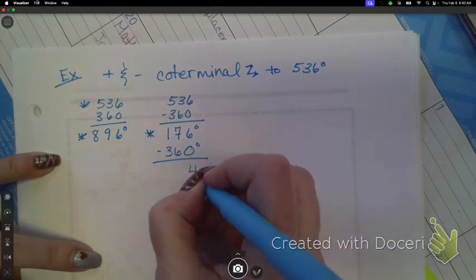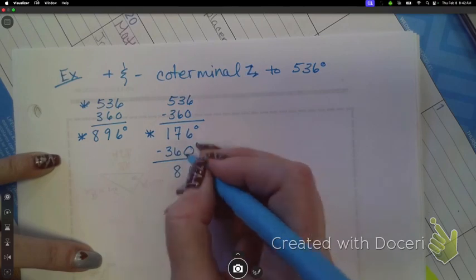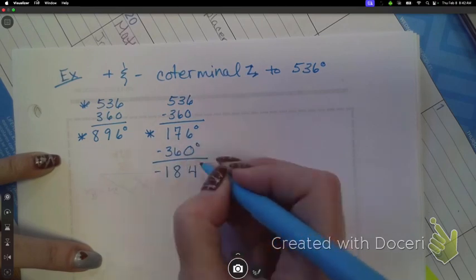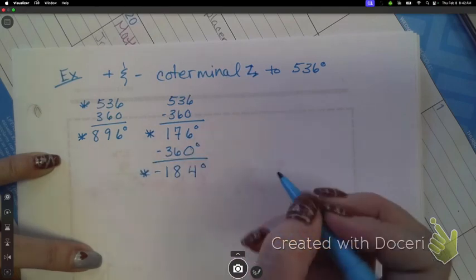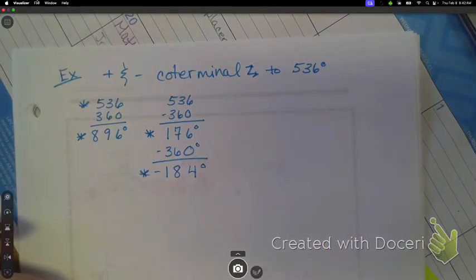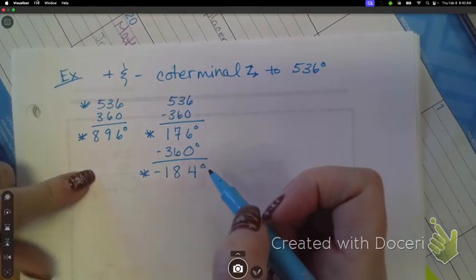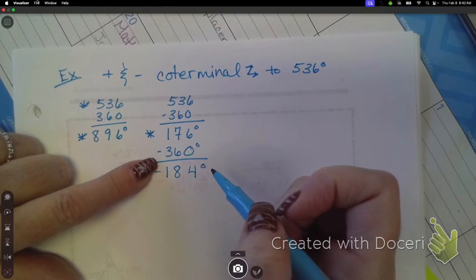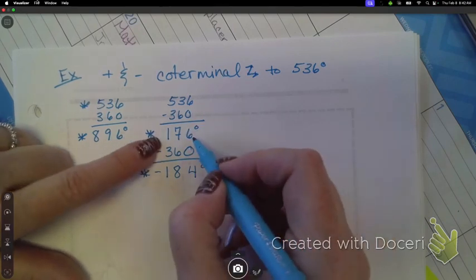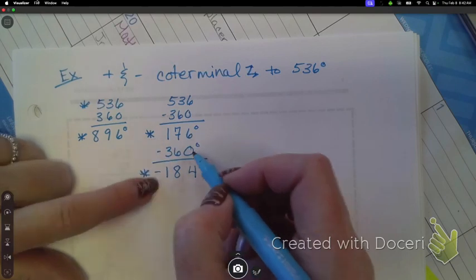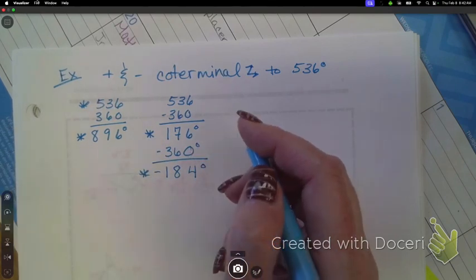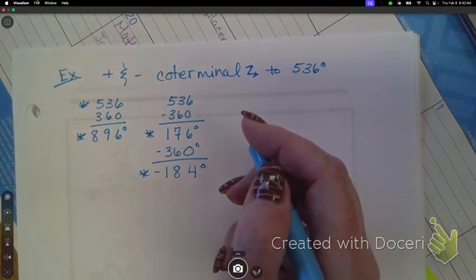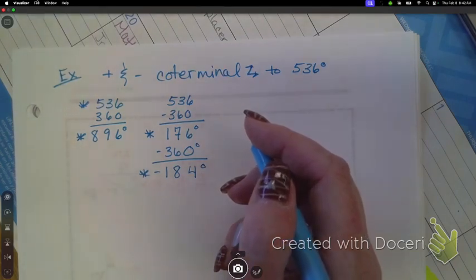Anybody else? Did you guys get negative 184? Yeah, because you did. Okay. So what I was trying to say is I don't always have to add to get my positive coterminal angle, do I? I could have subtracted once and still had a positive angle, and then just subtracted again and gotten to my negative. So when you do these on a test, I will test whatever you give me and see if it works.